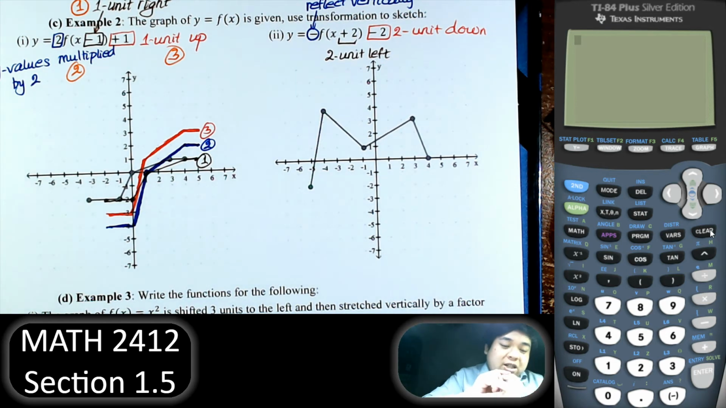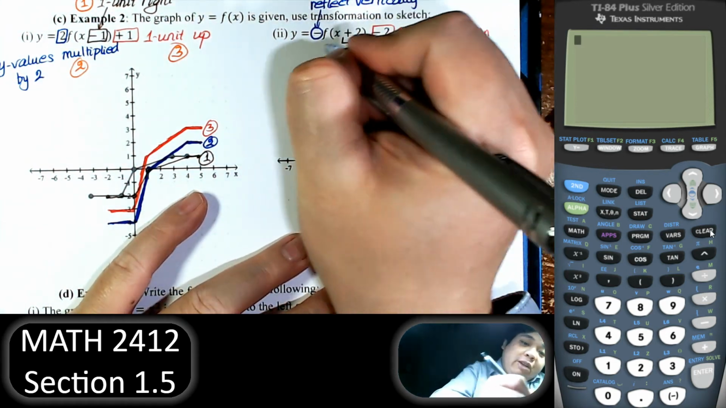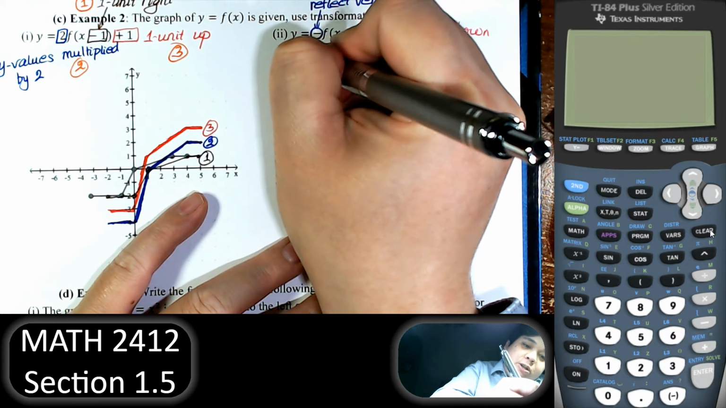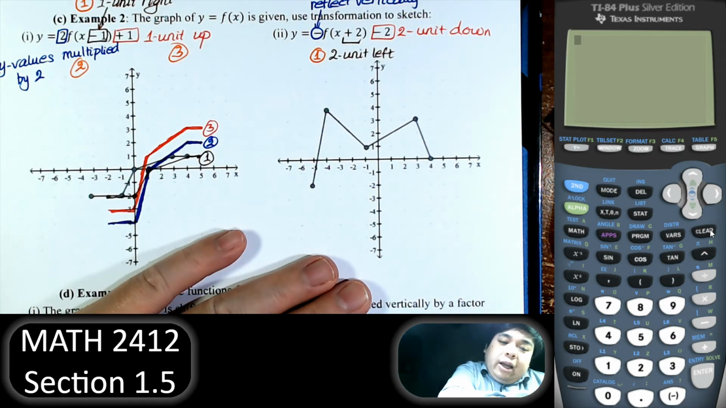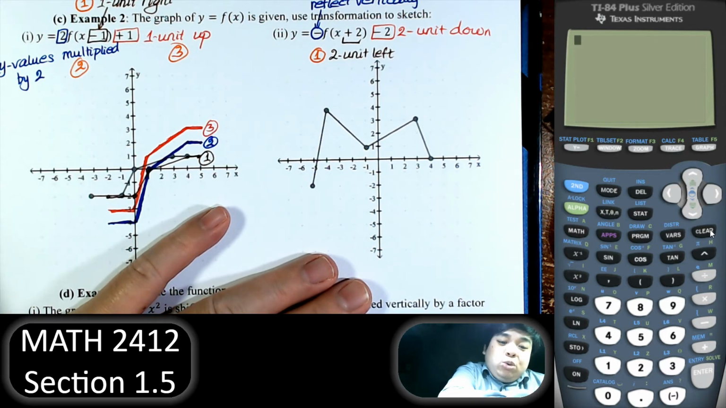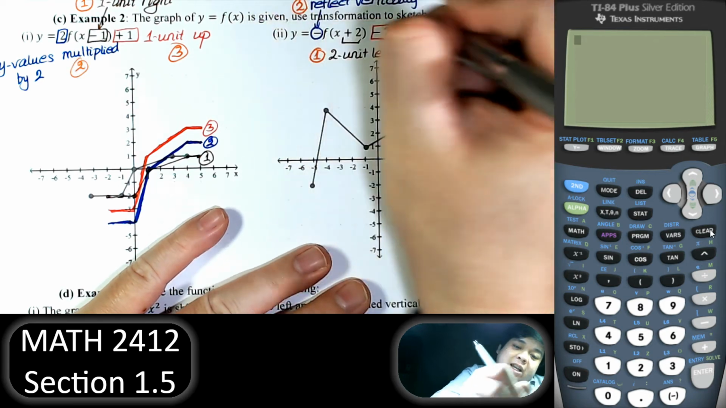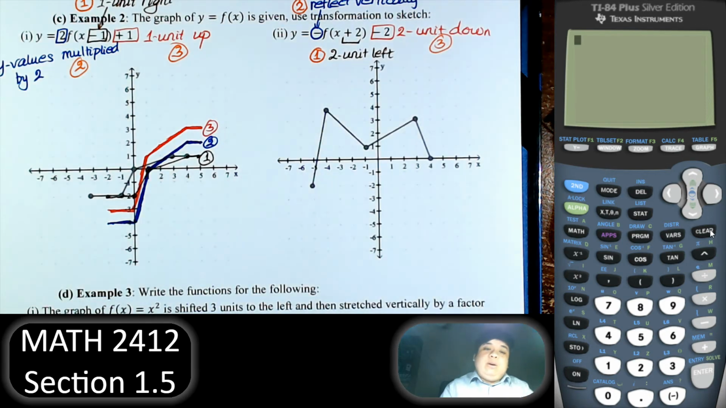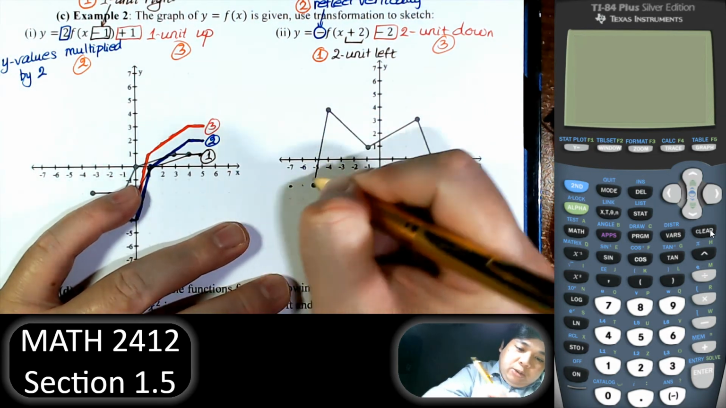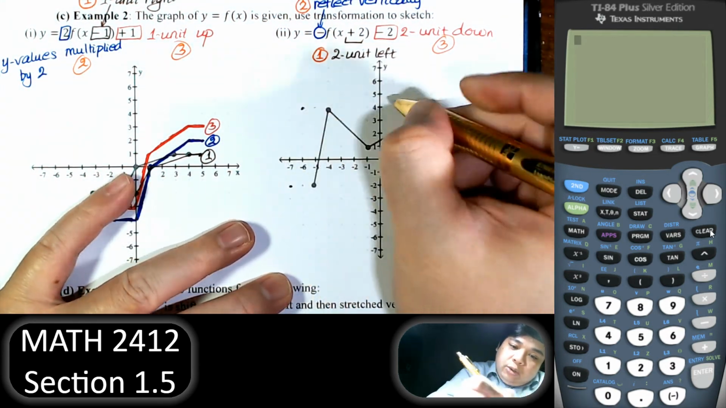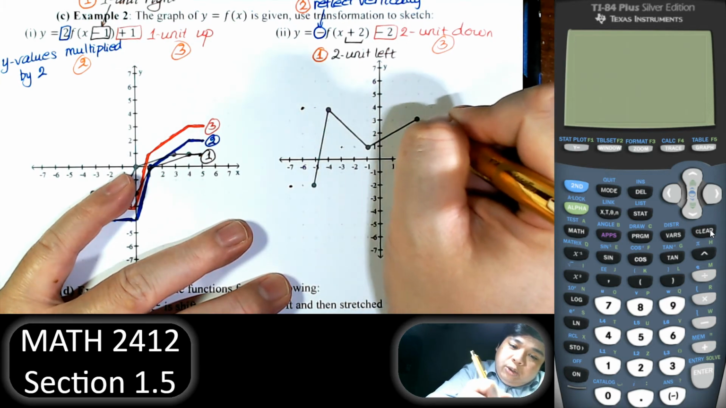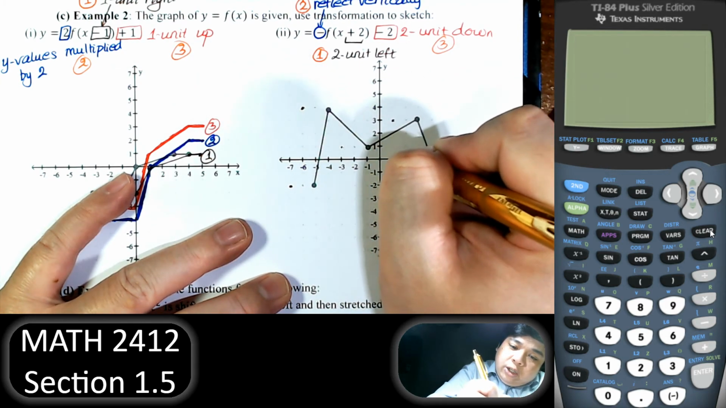Right. So inside then outside. Inside we have the 2 units left. So that's the first thing we do. And then on the outside we have the minus multiplied to it, and then the minus 2. Of course, minus is the reflection. We do that second. And finally, 2 units down. Right, so first 2 units to the left. 1, 2, 1, 2, 1, 2.